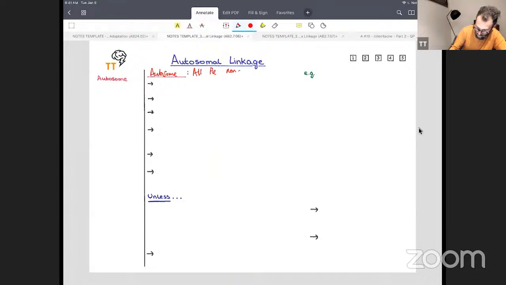Oh, can't even write the word sex. Chromosomes. Oh dear, that is shocking. Let's write this properly. Chromosomes.